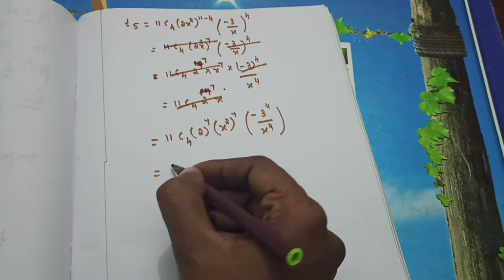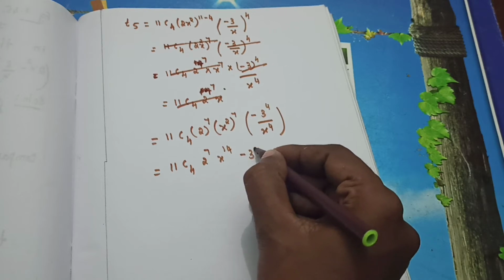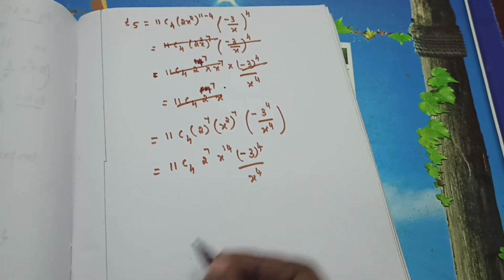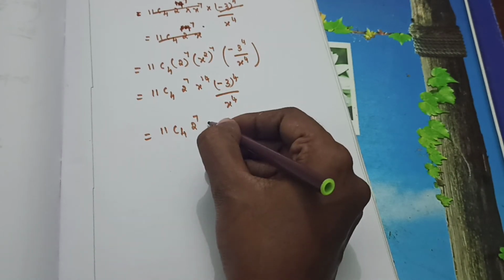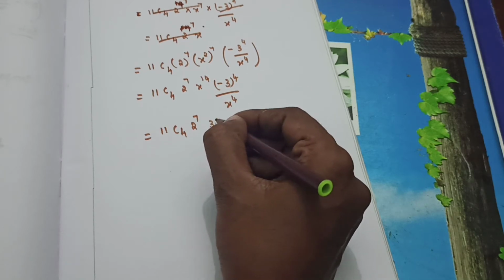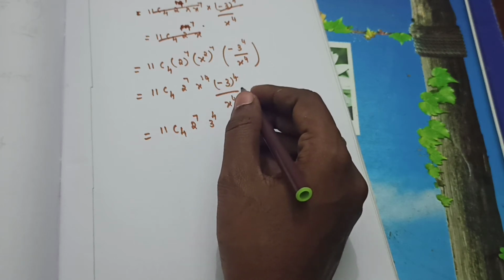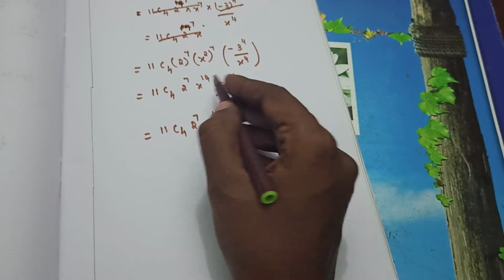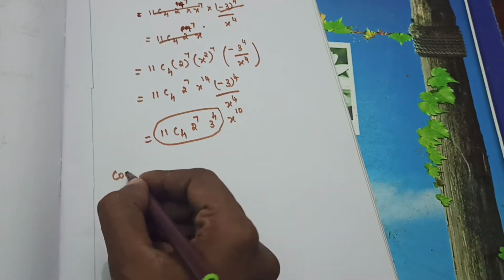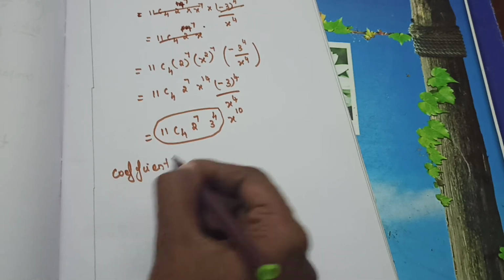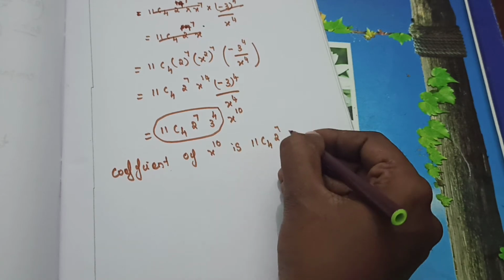Now I split it. So what's the value? 11C4 2 power 7 x power 14 minus 3 power 4 divided by x power 4. You can bring this x power alone here. So 11C4 2 power 7 minus 3 the whole power 4 means you will get 3 power 4. Why? It is even. So when you are taking the even powers, the negative symbol will change as positive. So x power 14 minus 4 means x power 10. What's the coefficient of x power 10? That's the answer. Coefficient of x power 10 is 11C4 2 power 7 3 power 4.